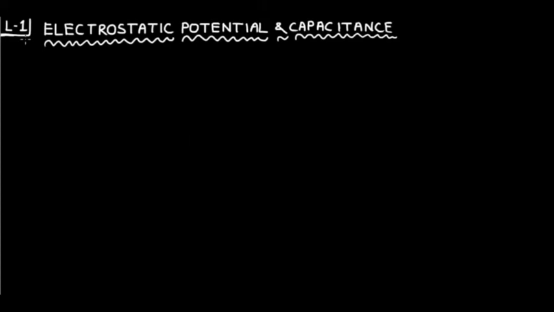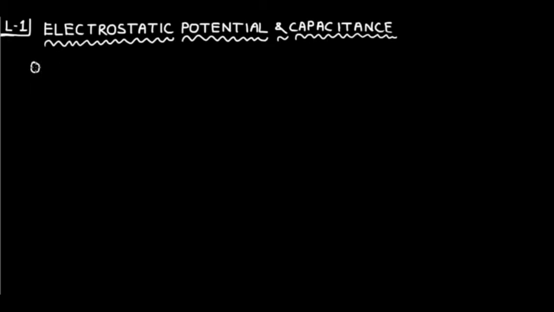So students, welcome to lecture number 1 of the chapter Electrostatic Potential and Capacitance. In this lecture, we will discuss what is the meaning of electric potential, what is the meaning of potential difference, and finally we will derive a mathematical expression for the electric potential due to a point charge. So let's get started.